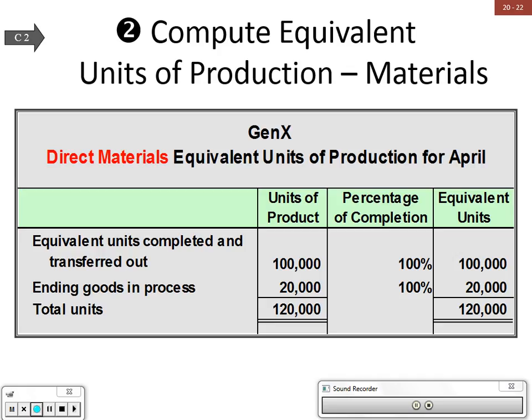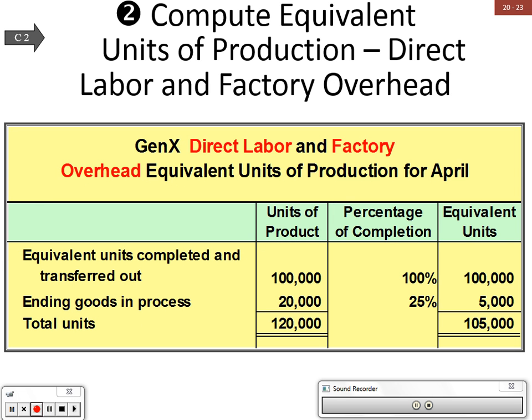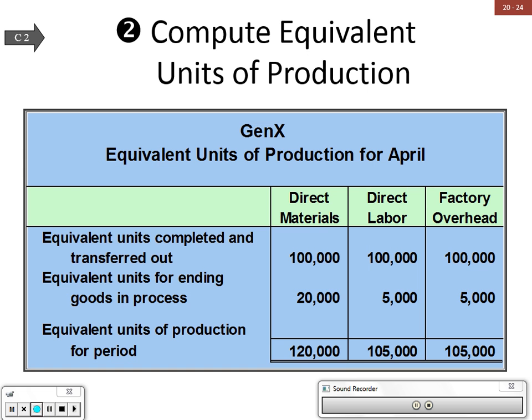So, direct material EUP, they started off and completed and transferred out 100,000. You remember that from the previous, right? Which means that it was at 100%. Equivalent units is clearly 100,000. It can't be less than that. Ending goods in process, 20,000 at 100% completion, which means that the equivalent units can't be less than that 20,000. So they have to be at least the 20,000. Overhead equivalent units, this is just saying the same thing over and over again, showing you what it looks like when everything is at 100% completion.